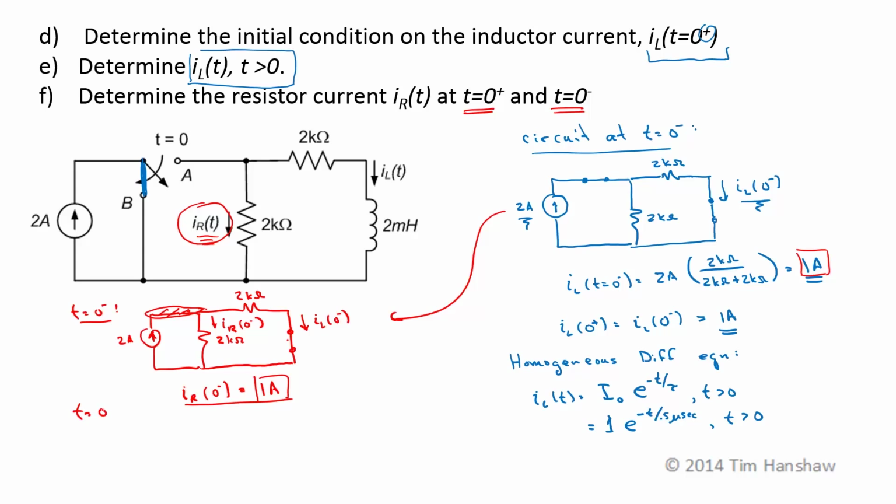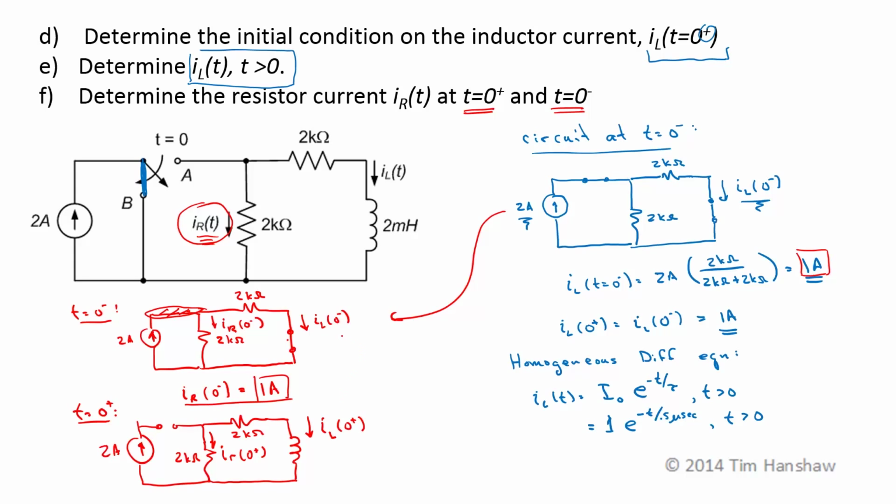So at t equals 0 plus, we have to sketch the circuit again. The 2 amp source is isolated from the circuit, so it doesn't matter anymore. There's a 2 kilo ohm resistor here, 2 kilo ohm resistor here. This is I sub R at 0 plus. Our inductor looks like an inductor now, but we do know that this is going to be I sub L at 0 plus, and since this can't change instantly, we know this is 1 amp.